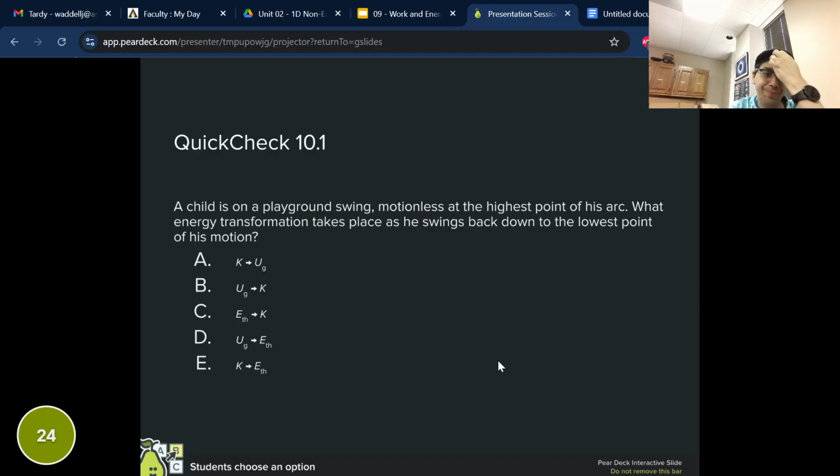Wait, sorry, by the highest point, does that mean like on the swing set he's up here? No, just the highest point that he goes, not the highest point possible.